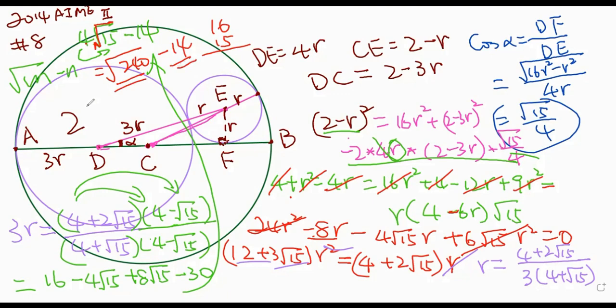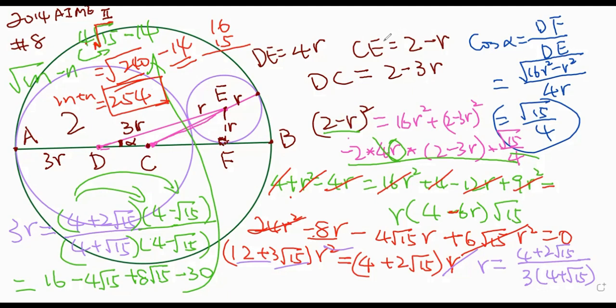So m plus n is 254, right? 254. That's the final answer. We're done. Thank you. Hope you enjoy.